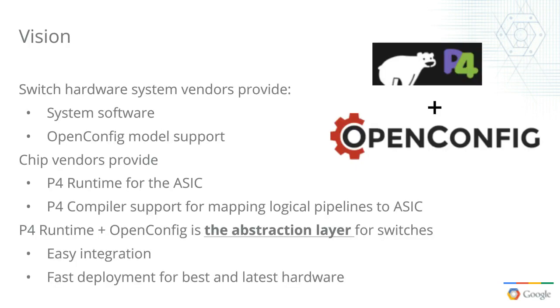So our end goal is to use off-the-shelf hardware for high velocity and low cost. If we can get the system hardware vendors to provide us system software with ONLP and OpenConfig support, and the chip vendors to provide P4 Runtime support for the ASIC and P4 compiler support for mapping logical pipelines to their ASIC implementation, then P4 Runtime plus OpenConfig becomes the abstraction layer for switches. This will allow us to easily integrate the best and newest hardware into our networks very quickly with little effort, and allow us to deliver the best solutions to our demanding customers.